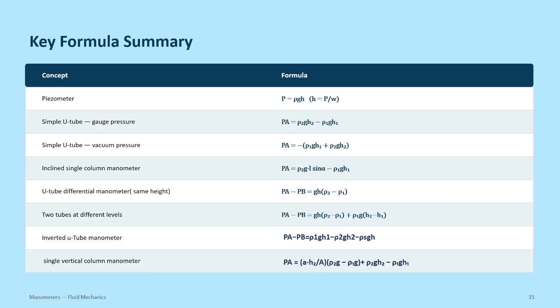And this is the key formula summary that we have derived. Like here the piezometer: the formula for the piezometer is P equal to rho g h, or H equal to P upon specific weight. And for the next one, the U-tube gauge pressure, it is P equal to rho 2 g h2 minus rho 1 g h1. For vacuum pressure, P equal to minus rho 1 g h1.